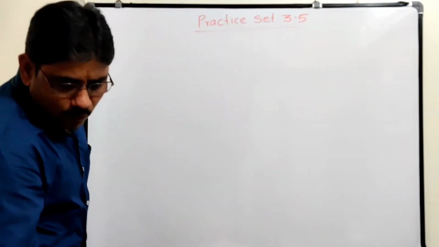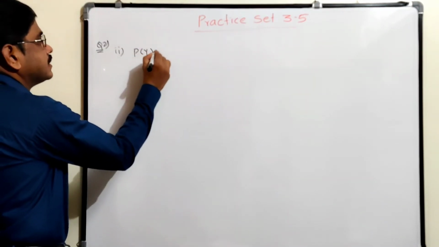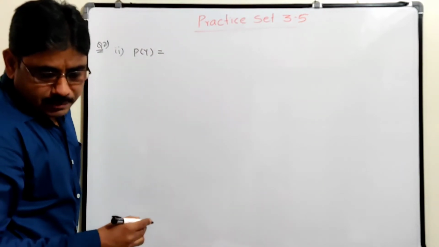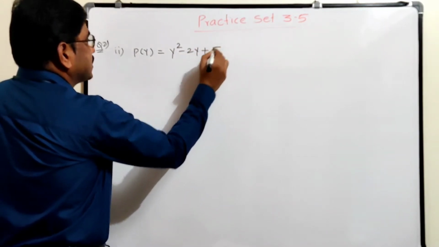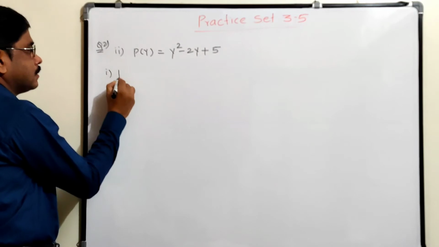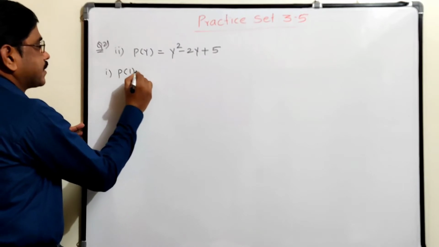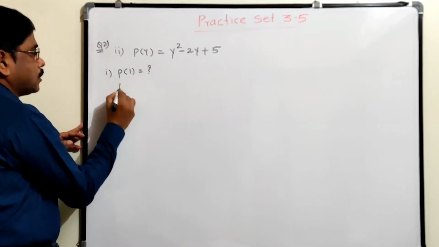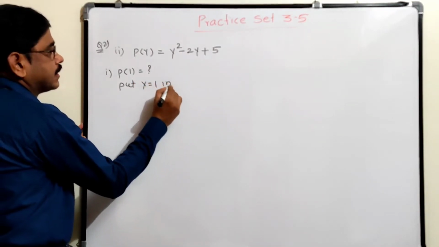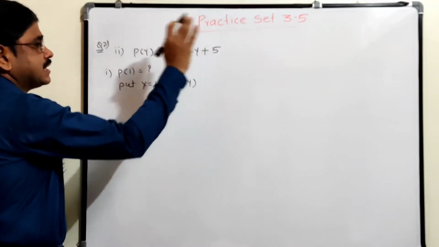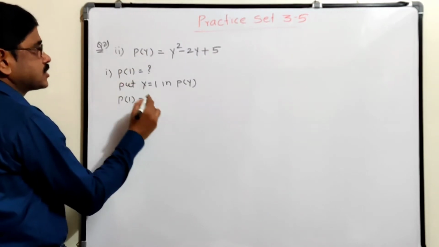The polynomial is in y, that is p(y). Second example देख रहे हैं हम लोग. So p(y) is given: y square minus 2y plus 5. This is the first; we have to find p(1), यानी substitute 1. So p(1) is equal to, so put y is equal to 1 in p(y). जो polynomial दिया उसमें y is equal to 1 substitute करना है. Then p(1) is equal to, y is equal to 1 substituted.